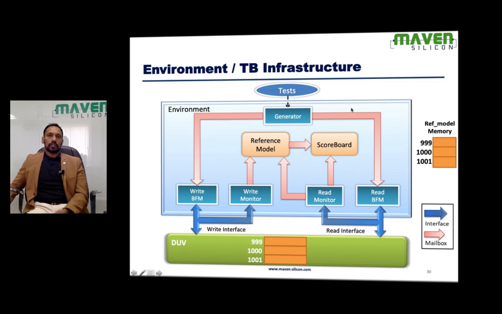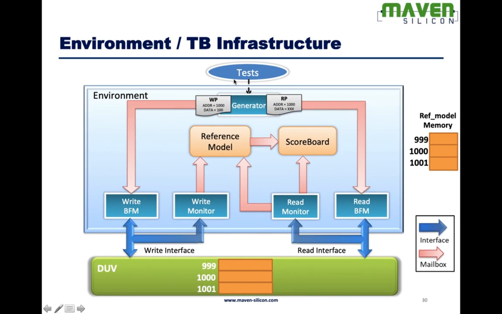So here, this is environment transaction level model, this is DUV, and on top of it there will be test cases. Let's look at the data flow. The generator is going to generate a write packet and then read packet. So write packet, let's look at the write interface. The packet reaches the driver. So in this case, the address is 1000 and the data is 100. It's going to convert the write packet into binary values.